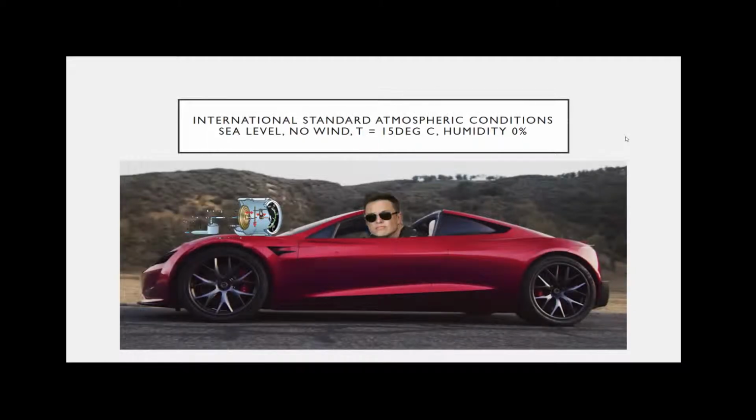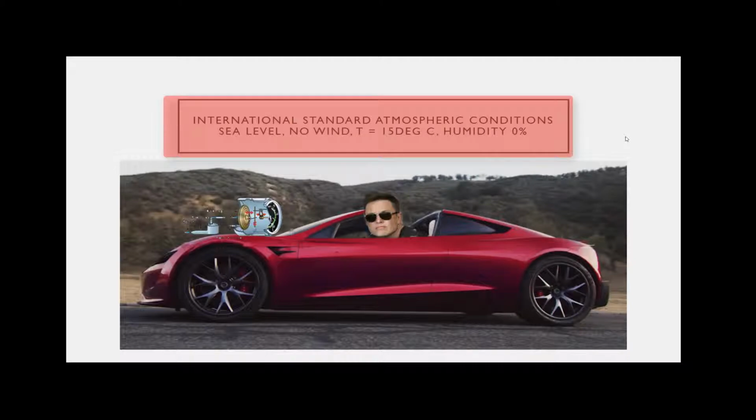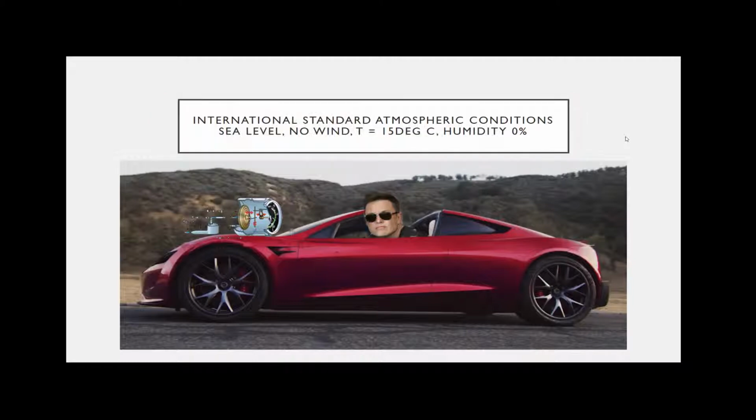So here we are calibrating our indicated airspeed gauge. We are using international standard atmospheric conditions. That is to say, we're at sea level, there's no wind, the temperature is 15 degrees C, humidity is 0%. Our Tesla has an ultra-accurate speedometer measuring our speed in knots. We are matching our ground speed to exactly equal our indicated airspeed under these conditions.